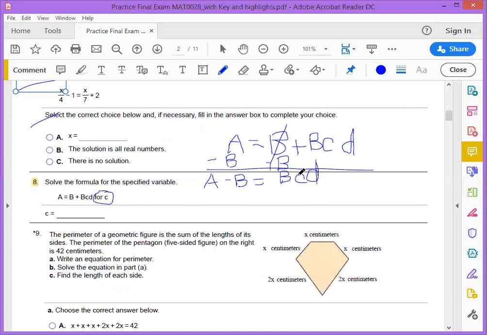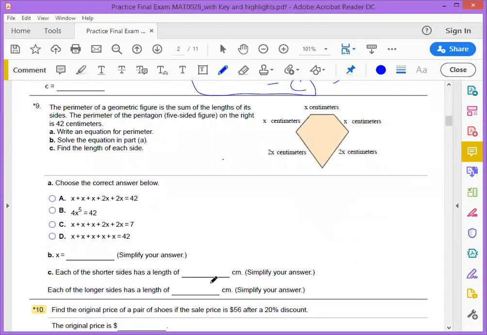Next, remember we want C by itself, so we need to get rid of B and D. Right now we're multiplying B times C times D. The opposite would be for us to divide both sides of this equation by B and D. So we're going to divide everything on the left and everything on the right side of the equation by B and D. That way our B and D will cancel on the right side of the equation, leaving C. And on the left side, we have our solution: A minus B divided by BD. And that will be our answer.